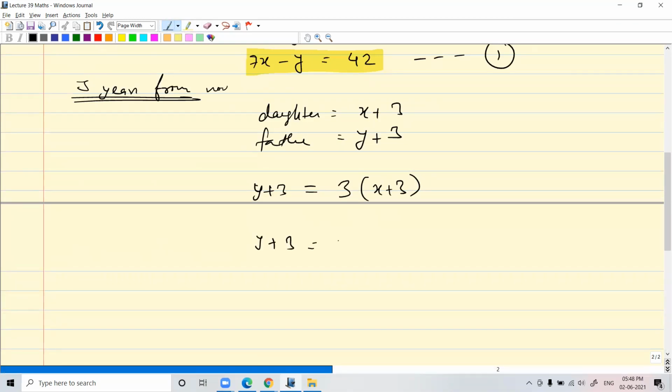Y plus 3, 3X plus 9. So I'll send Y to the other side, but I will write everything on this side. So there will be 3X minus Y, and 9 goes to the other side, so it will be minus 6.